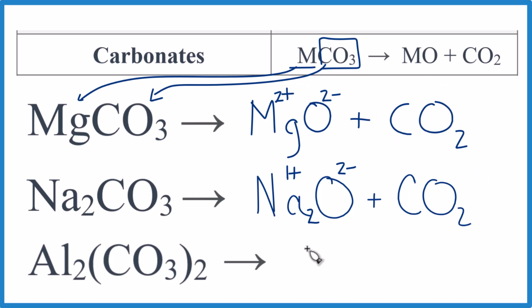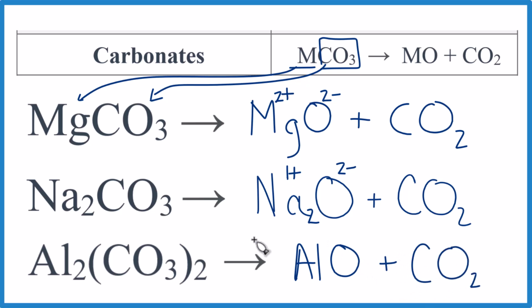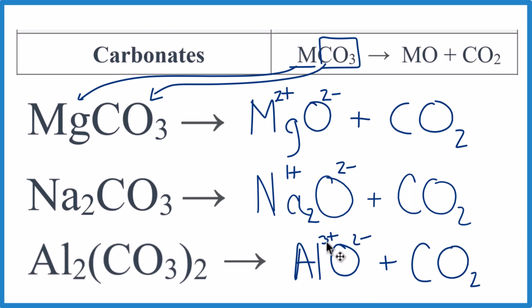So the metal is aluminum, and we'll put an oxygen with that, plus CO2. So that's the first part. And then aluminum, if we look at the periodic table, that's 3+, and oxygen's always 2-. And here what I'll do is use the crisscross method. I'll move the 3 here and the 2 here, get rid of these. The charge balances out, and we're done.